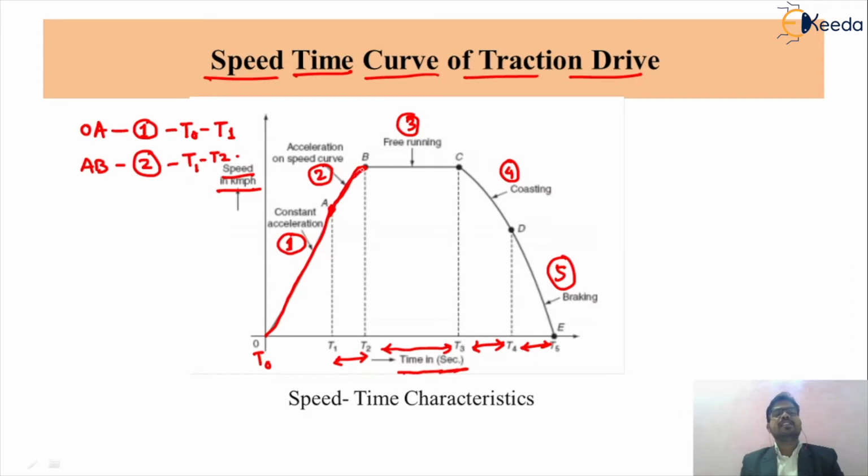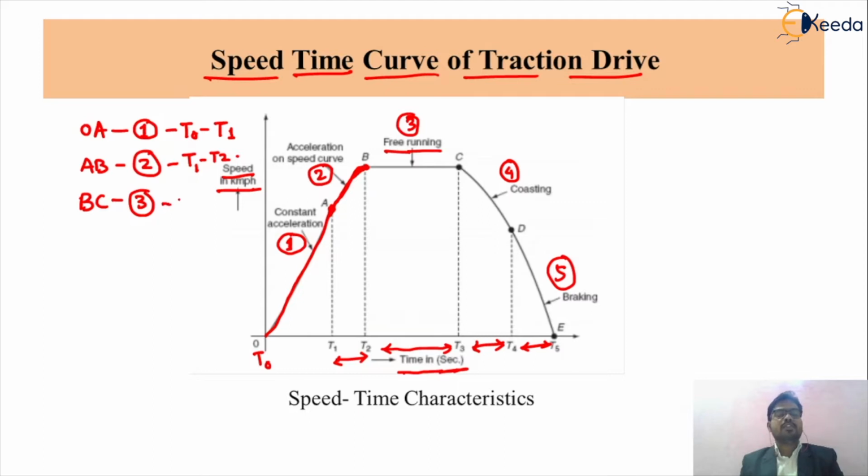In main line services or suburban line services, this acceleration period should be very small. After attaining the acceleration period of your traction drive, the third period comes into the picture, called BC. This BC is represented as the third curve, called the free running period. What will happen in the free running period? The motor has already attained its acceleration, and in this period the motor draws a constant power.